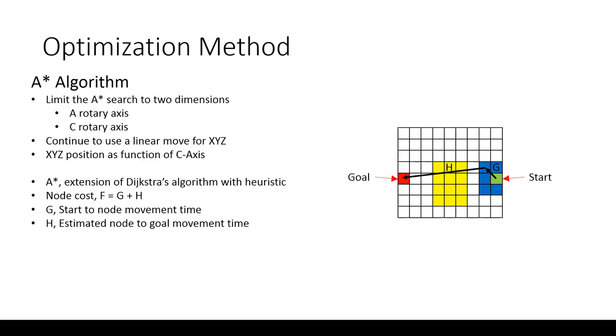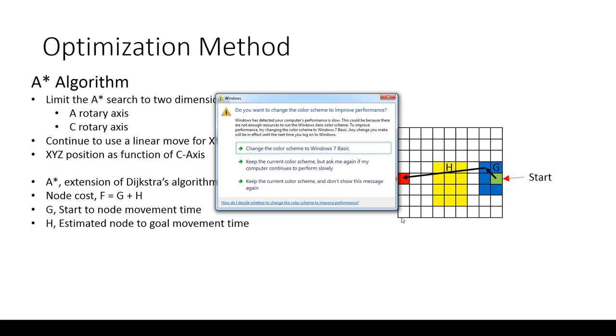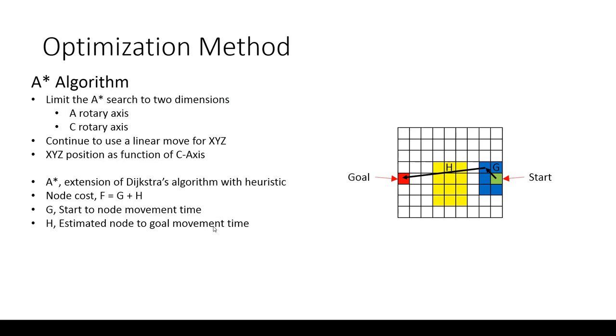The optimization method that I'm using is the A-star algorithm. I'm searching the two rotary positions of the machine tool, the A and the C axis, and I'm continuing to use a linear movement for X, Y, and Z, which are all linear axes, and these are all linear as a function of the C axis. The A-star algorithm is an extension of Dijkstra's algorithm, with an added heuristic.